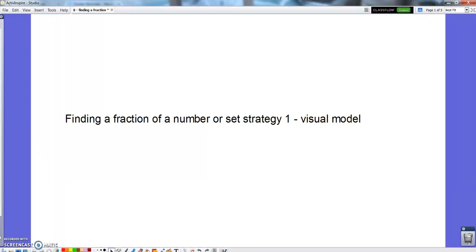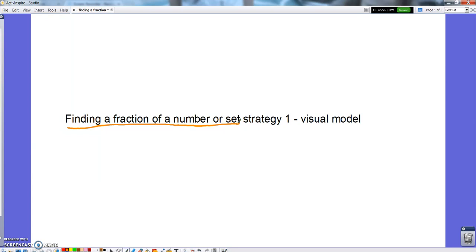All right, fourth grade. We're going to start talking about ways to find a fraction of a number or set. And I'm going to teach you the first strategy today, which is, as often, strategy number one: visual models. So please open up your math notebook. I'm going to teach you a few ways to do this in the next few days.